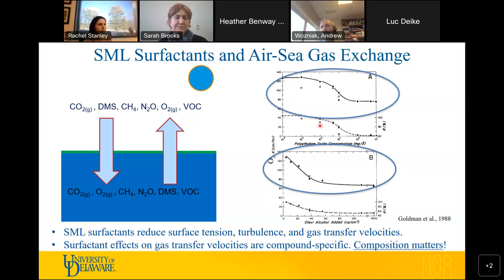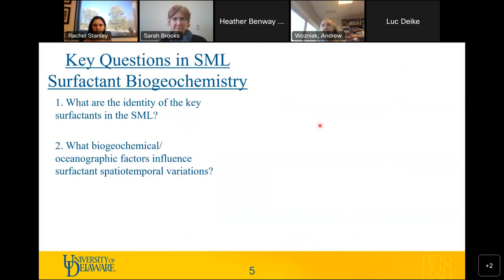So again, we're getting a compound specific response in these gas transfer velocities, and the composition of that surfactant matters. So there are many key questions for surfactant biogeochemistry in the microlayer. And my group has identified two that we're very interested in. One is, what is the identity of these key surfactant compounds in the microlayer? Are they classes of compounds, specific compounds, and so forth? And what are the biogeochemical and oceanographic factors that influence surfactant spatiotemporal variations?